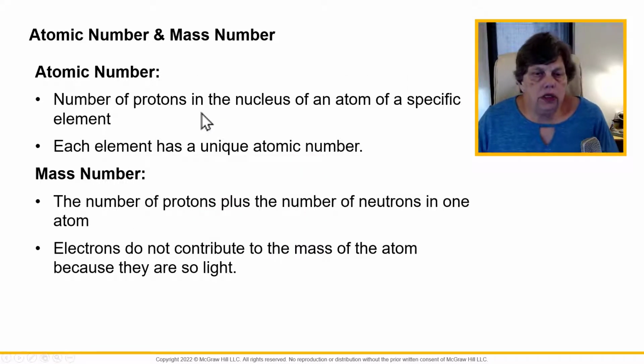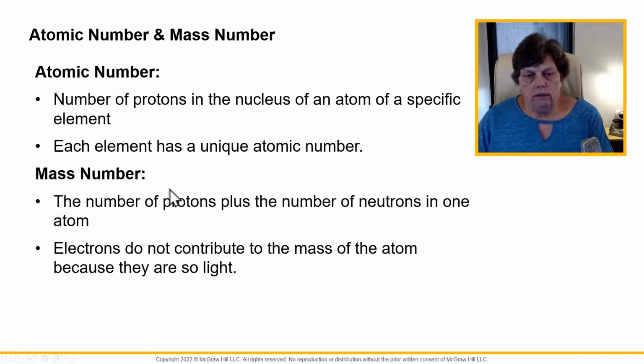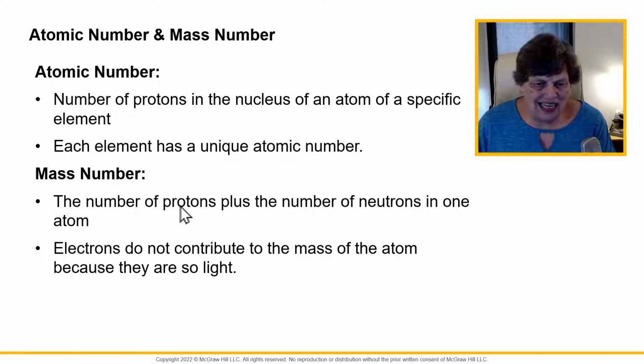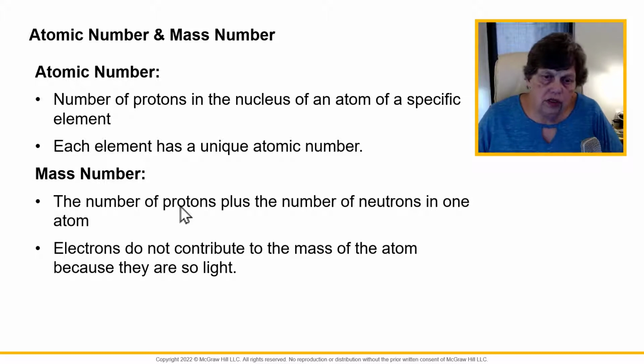Okay? So the atomic number, the number of protons in the nucleus, determines the name of that element. If there is 1, it is hydrogen. If there are 2, it is helium, and so on. Each element has a unique atomic number, and that identifies that element. The mass number is the number of protons plus the number of neutrons in an atom. We looked at that lithium, and it had 3 protons and 4 neutrons, so the mass number would be around 7.